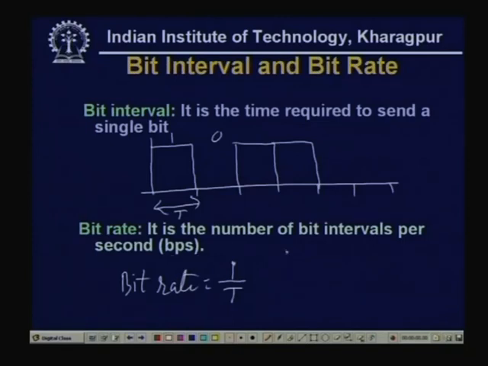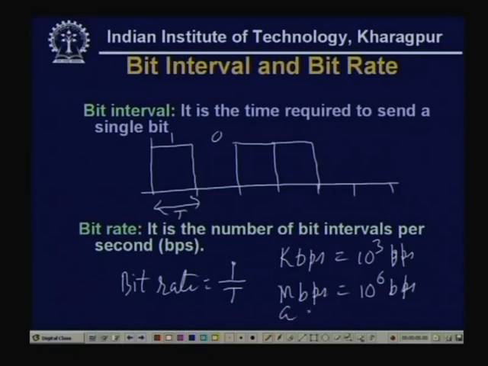It has the expression bits per second. Obviously, it can be extended to kilobits per second whenever you are sending 10 to the power 3 bits per second, or megabits per second when you are sending 10 to the power 6 bits per second, or gigabits per second, 10 to the power 9 bits per second. So, these are the bit rates that are commonly used.